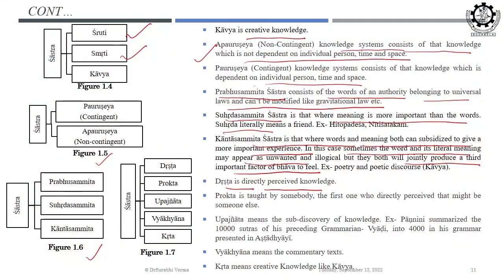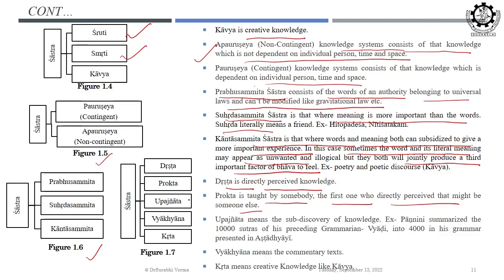Second is prokt. Prokt is taught by somebody. The first one who directly perceived that might be someone else. The person may be someone else. First time someone else saw it, and later told it. So the tradition continues. It becomes prokt.